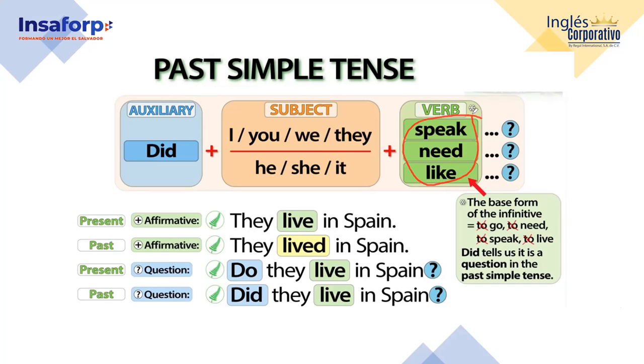Any verb except. Irregular verb? No. Any verb, irregular verb, regular verb, except. One verb is not accepted here. Here there cannot be one verb. Which one? Live? No. I can say, hey, did you live in Spain last year? Yes, I did.